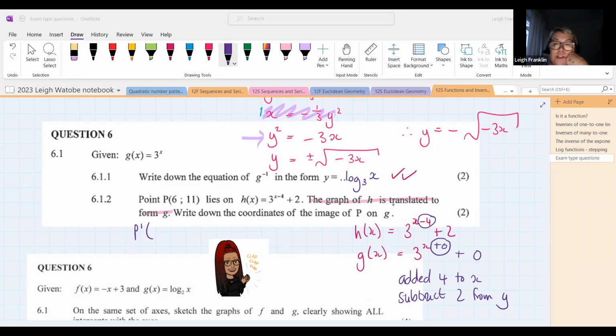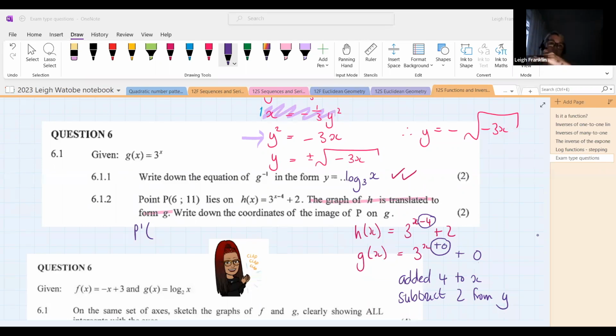All right, so in order to go from 3 to the x minus 4 plus 2 to 3 to the x, essentially what's happened is that this negative 4 over here has become 0, and that 2 over there has become 0. Okay, so if we were to do anything to our exponent, we're essentially doing something to x. We're either moving the graph left or we're moving the graph to the right. When we add and subtract over here at the end, we're changing y because either we're moving the graph up or we're moving the graph down. Okay, so this original graph was shifted 4 units to the right and 2 units up.